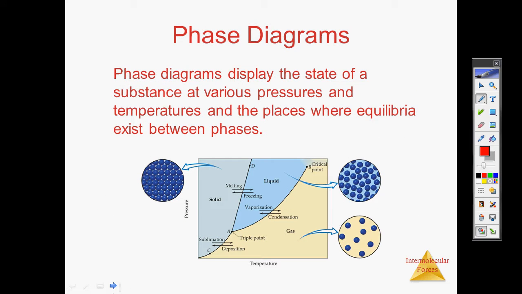All right, phase diagrams display the state of a substance at various pressures and temperatures, in the place where equilibrium or equilibria exists between phases. You have to know every single thing on this. We're going to practice it today. Those are the sheets you picked up today.